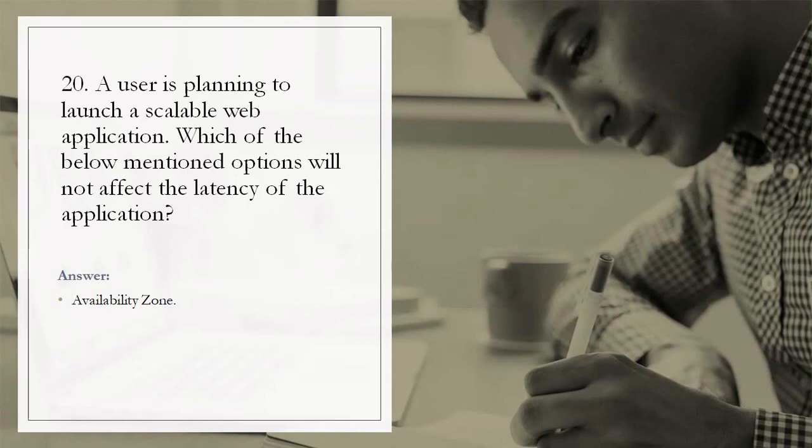Latency will always be less when the instance is near to the end user. Within a region, the user uses any availability zone, and this does not affect the latency. The availability zone is mainly for fault tolerance or HA.